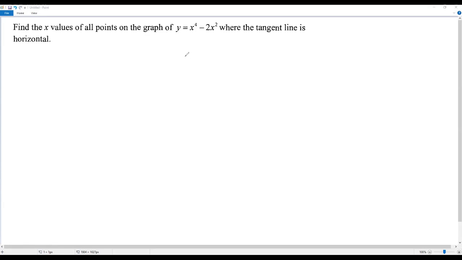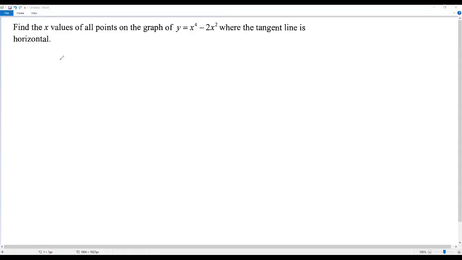Okay, to find x values of all points where the tangent line is horizontal to the graph of the given function, first we need the slope of the tangent line. To get the slope of the tangent line, I have to find dy over dx from the given function. So that is, I have to find the derivative of y with respect to x in the given function.